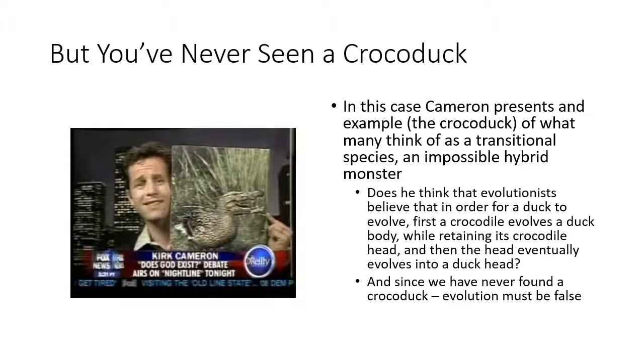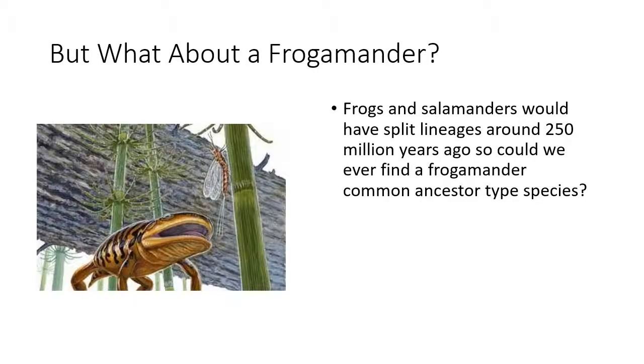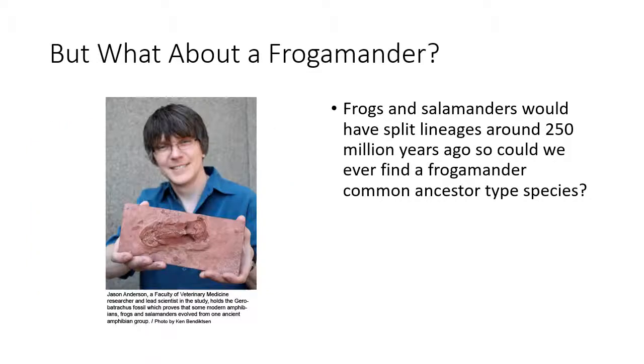We're going to go through an example a little bit later, looking at dinosaurs in particular. But it turns out, have you ever seen a frogamander? Because frogs and salamanders should have split approximately 250 million years ago. So could we ever find a frogamander type of ancestral species? Well, it turns out, yeah, here's an example of an actual species.